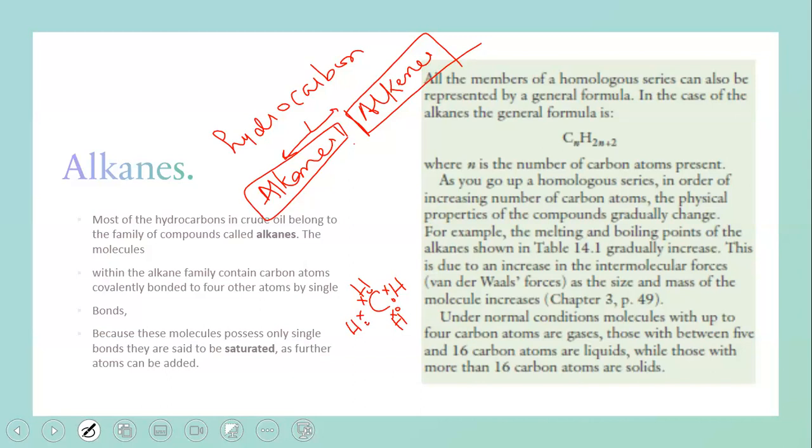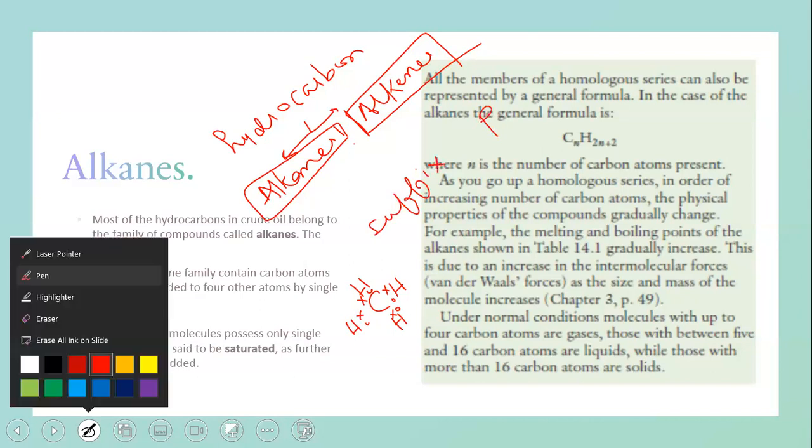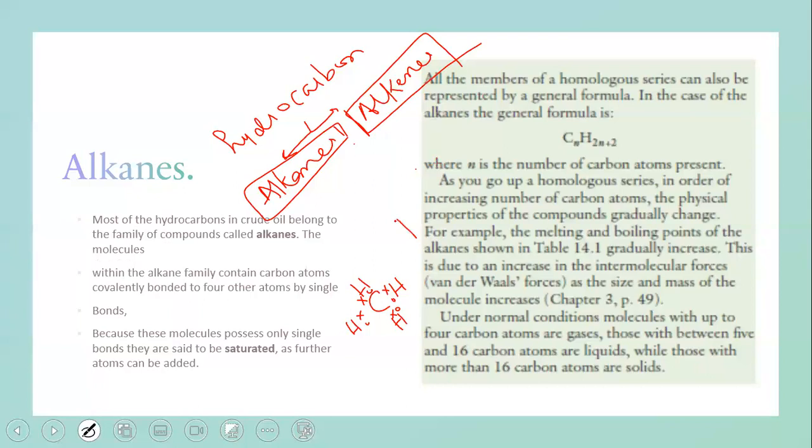How am I going to name it? When we are naming organic compounds, we have a prefix and a suffix, like you have in English. The suffix is the type of compound. For alkanes, the suffix is fixed. It is A-N-E. The suffix for alkene is E-N-E.